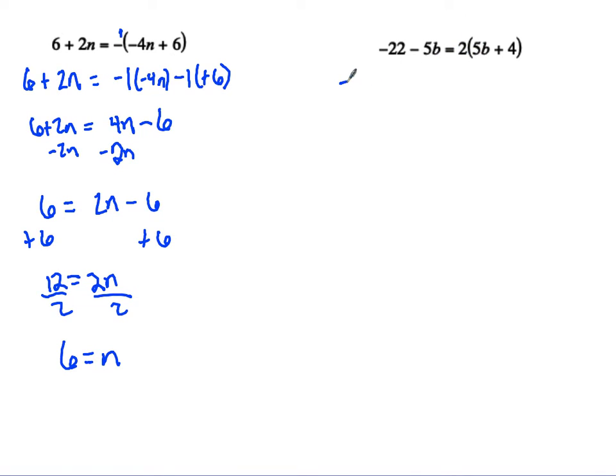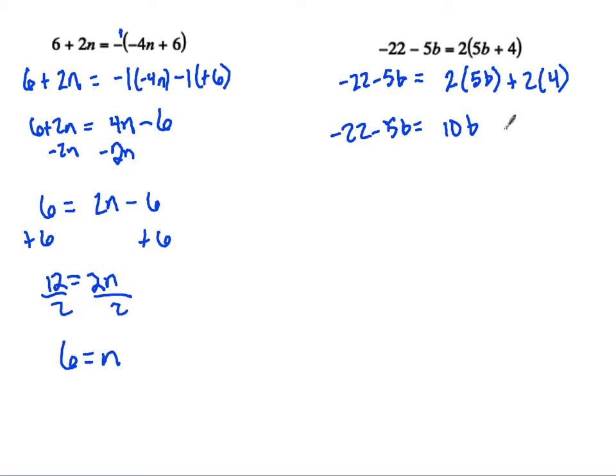All right, we'll distribute the 2 here. So negative 22 minus 5b equals 2 times 5b plus 2 times 4. Negative 22 minus 5b equals 10b plus 8.